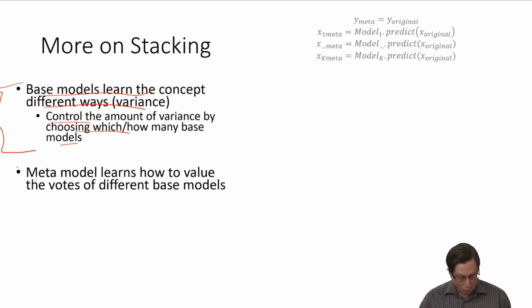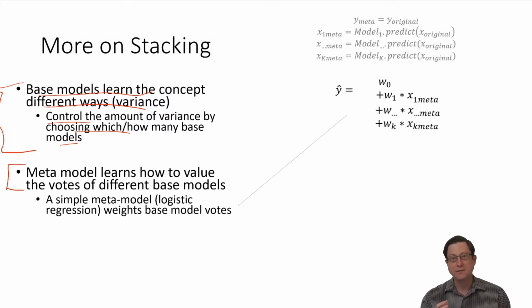And then one way to think of it is the meta model learns how to value the votes of the base models, the various experts. And so how do you think about what meta model you want to use?